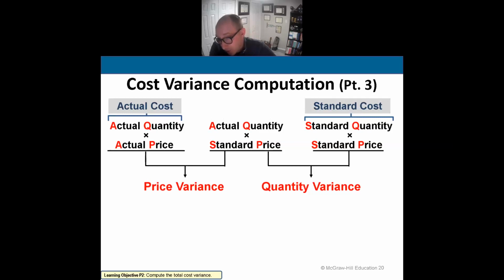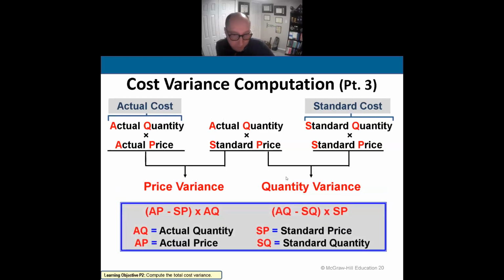Standard cost is standard quantity times standard price. To find a quantity variance, we take the actual quantity times the standard price minus the standard quantity times the standard price. Actually, I'm just repeating what you already know.